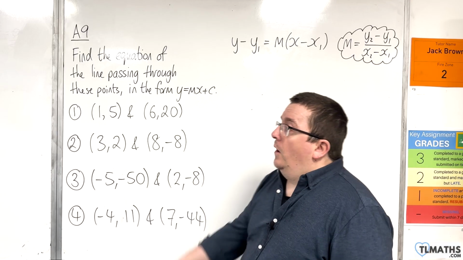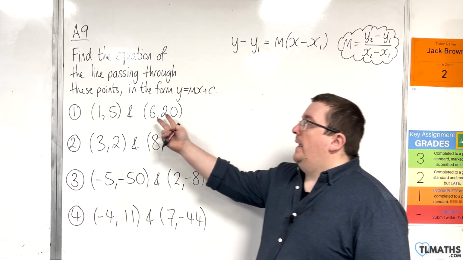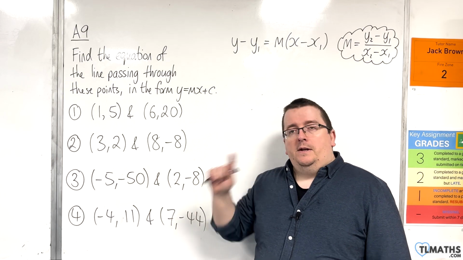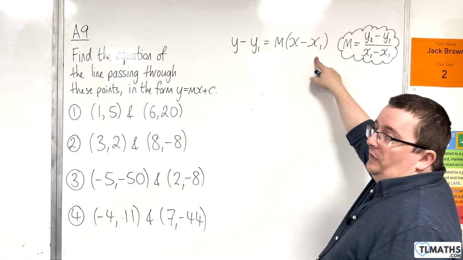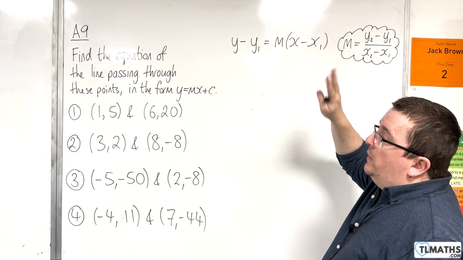So in this video, we're going to be finding the equation of the line that goes through each of these pairs of coordinates. They're the same pairs of coordinates that I did in the previous video, but this time we're going to be using y minus y1 equals m(x minus x1) to find the equation of the line, rather than the y equals mx plus c form.